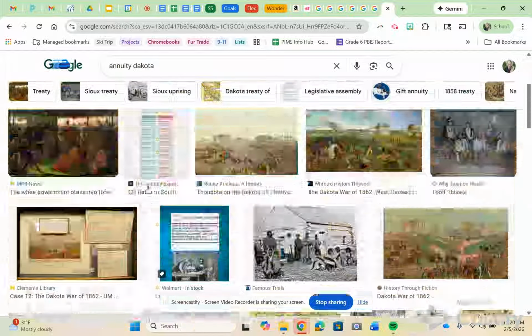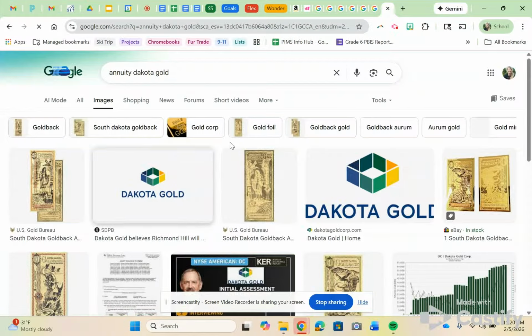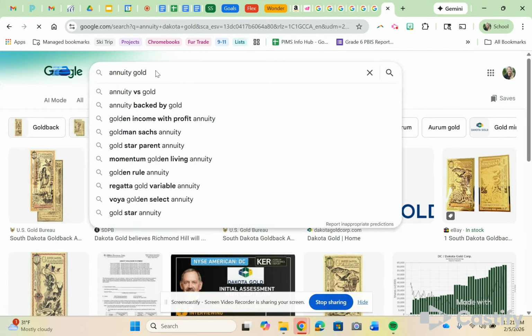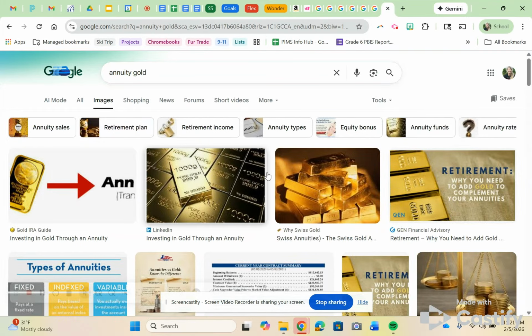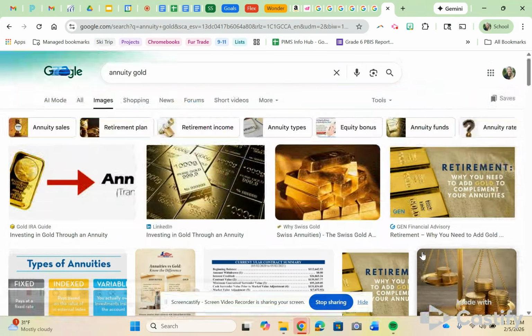These are kind of hard. Annuity is a hard one to picture. One of the things with annuity is that it could be in gold coins, gold bars. Let's see if I take out Dakota and just search annuity gold. You could do this one if you wanted to. You could do this one if you wanted to. I'm not going to be super picky with that one, as long as you know that annuity is gold or money.